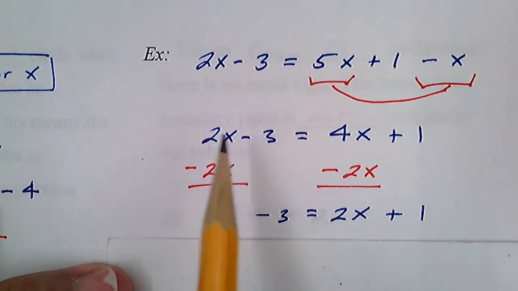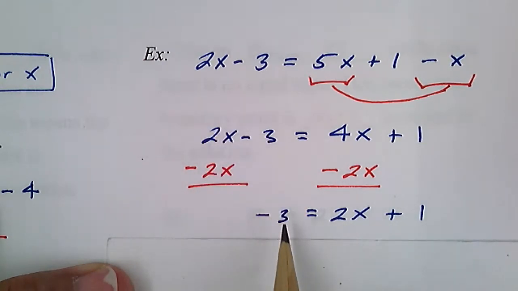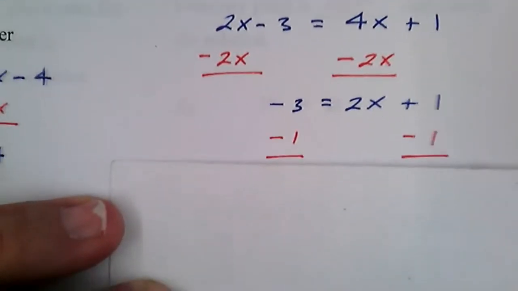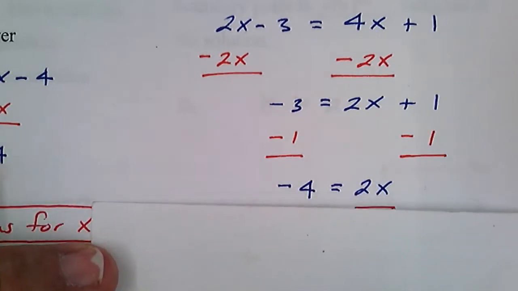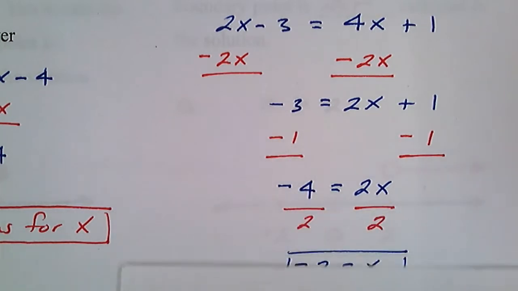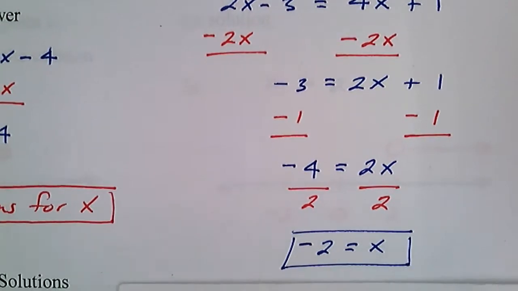And then these cancel. It's going to give me negative 3. I get 2x plus 1. And then I would subtract 1 from both sides. And I'm going to get negative 4, right? Negative 1, negative 3 is negative 4, is equal to 2x, divided by 2. And x is equal to negative 2.